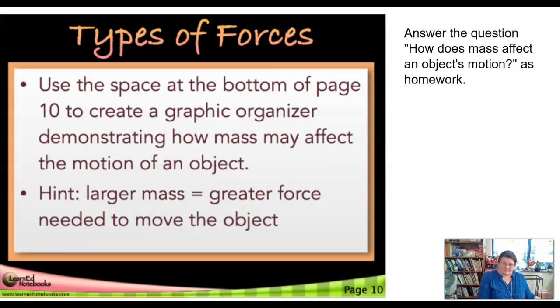So use the space right down here at the bottom of page 10 to create a graphic organizer, a picture, demonstrating how mass is going to affect the motion of an object. Hint, larger mass equals greater force needed to move the object. So think about the difference in kicking a beach ball compared to kicking a bowling ball.